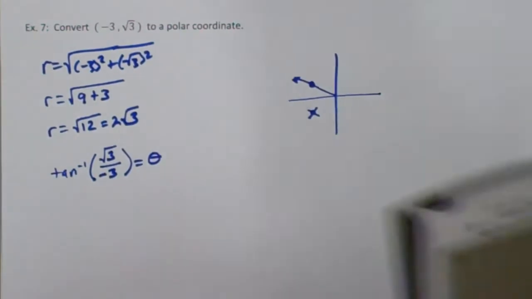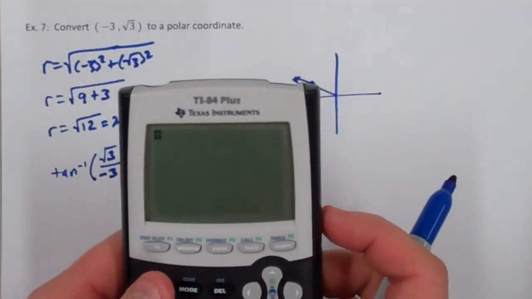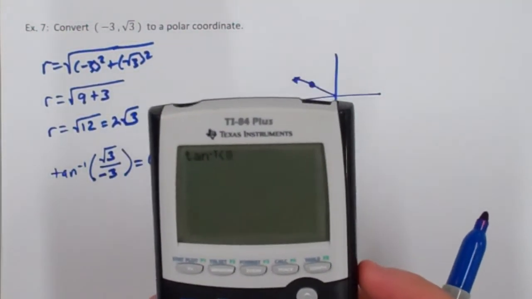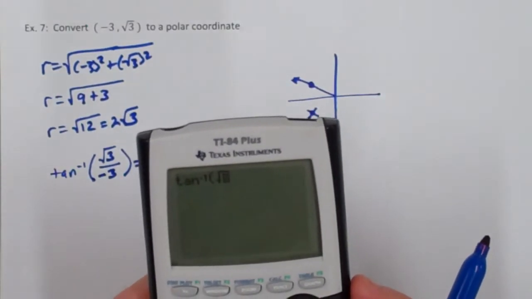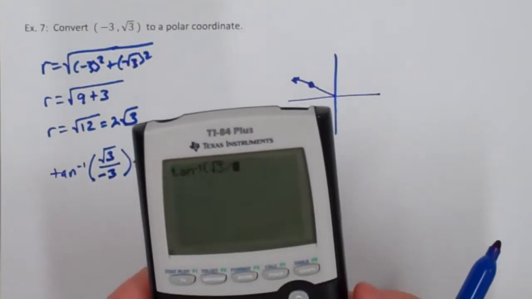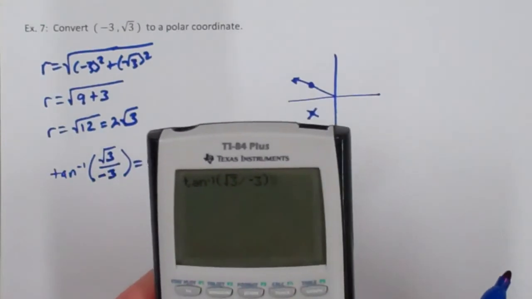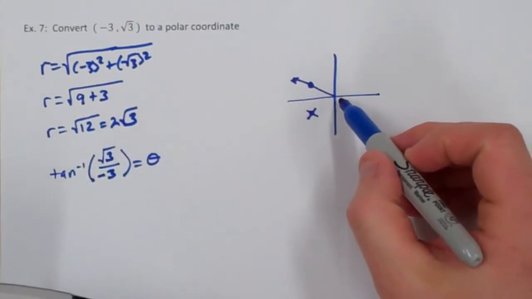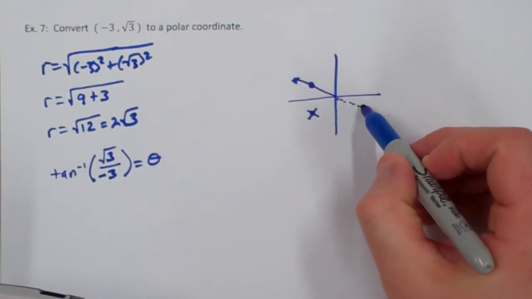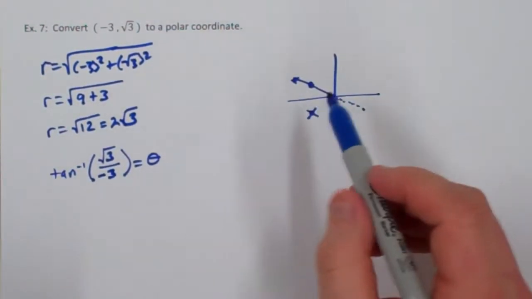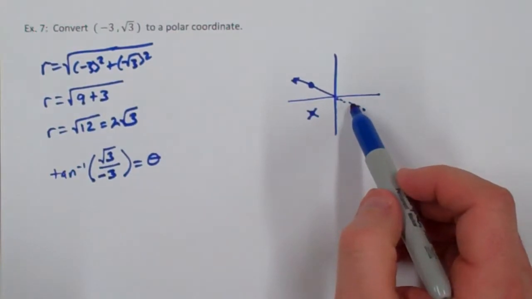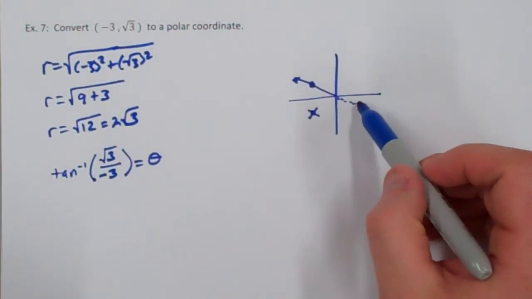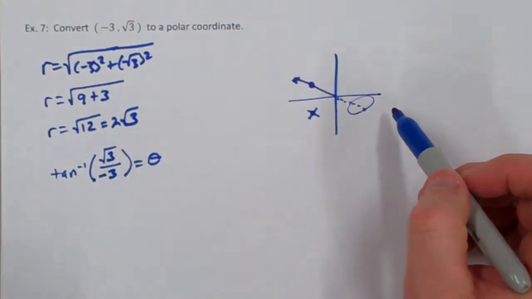If we type this in our calculator, we'll do second tangent, which will get us the inverse tangent, and then we'll do root 3 divided by negative 3. And that gets us to negative 30 degrees. Negative 30 degrees is actually right here, but if we list this as negative 30 degrees, comma 2 root 3, the point would actually be over here in this area.